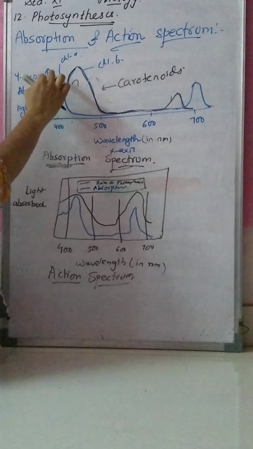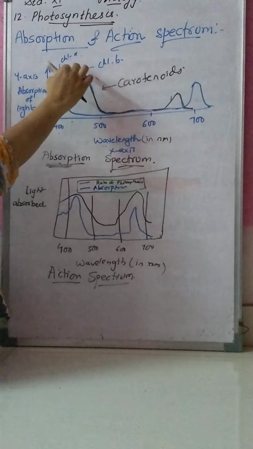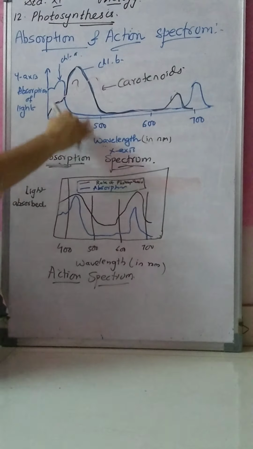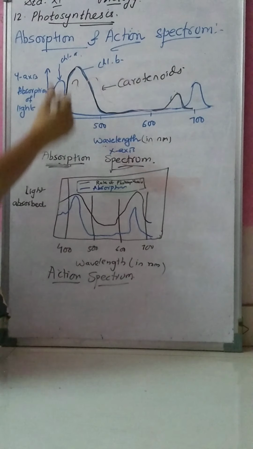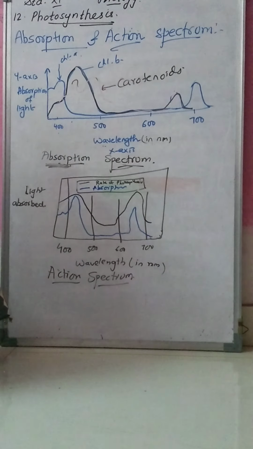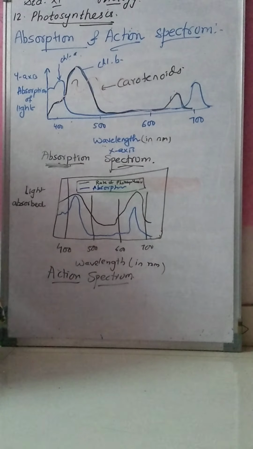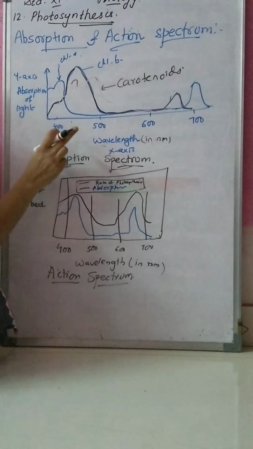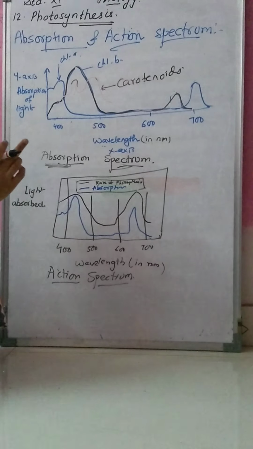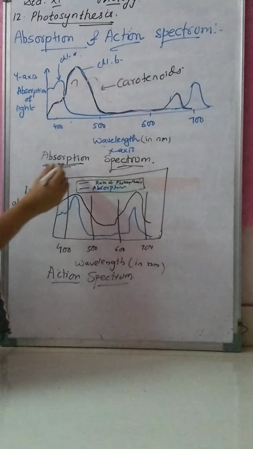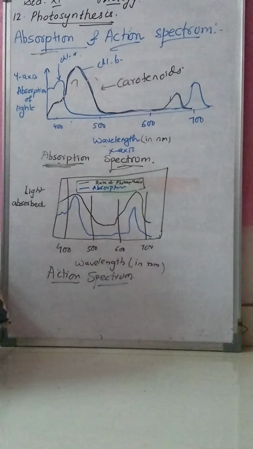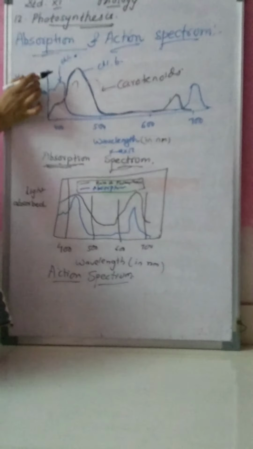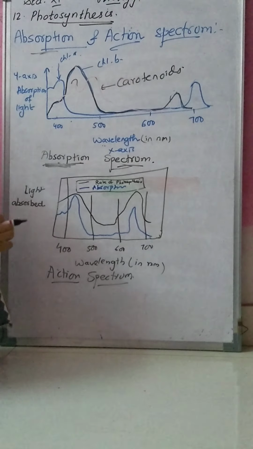You can see here it is absorbed at 400 nm, whereas it is absorbed at 450 nm in chlorophyll B. And you can see different absorptions are present, different curves are present. So the amount of light absorbed at each wavelength, what is this known as? This is known as absorption spectrum. Okay, the absorption spectrum of chlorophyll A and chlorophyll B.